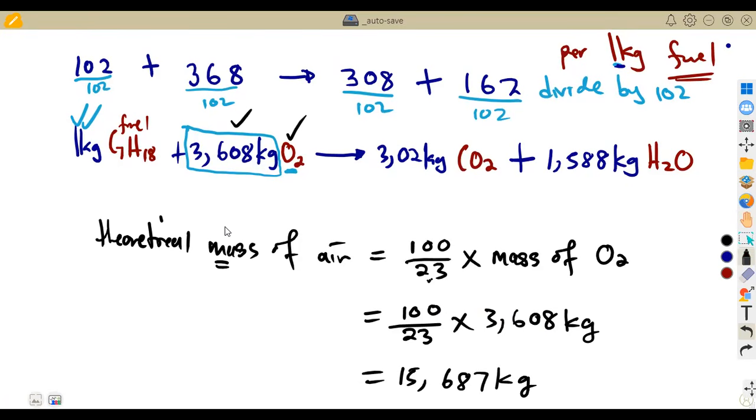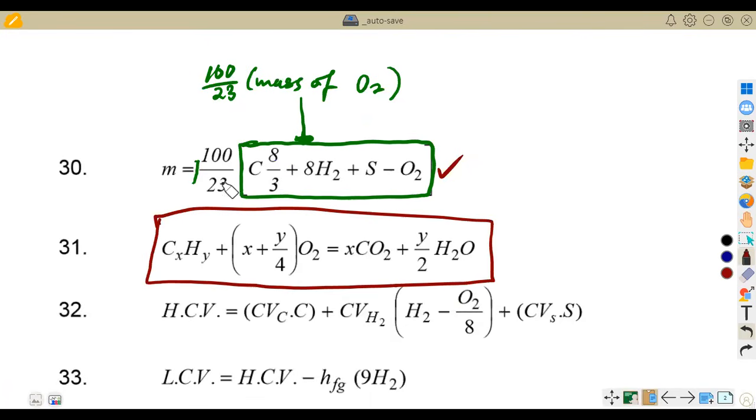This is not the actual mass of air. For the actual mass of air, we have to consider what is going to happen with the excess air and so forth, because there is excess air. So this is just the theoretical mass of air, which is the same mass of air that we calculated previously using this formula, where you are asked to calculate the theoretical mass of air, then you use this formula.